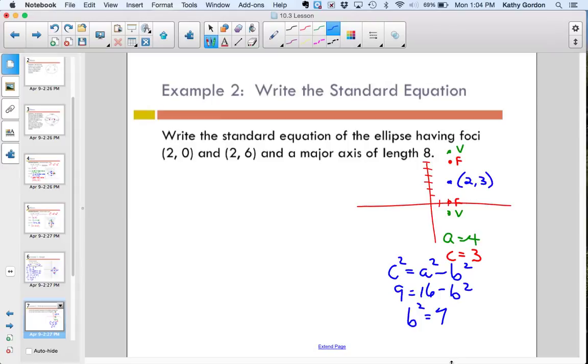Okay? So now for the equation, x minus what? 2. 2 squared. I'm going to hold off for the denominator just a second. Y minus 3 squared all has to equal 1. Now, what should A squared be? 16. And which denominator should I put it in? The y squared, because this is a vertical. So the 16 will go here, which means what's going to go here? The 7. There's your equation.